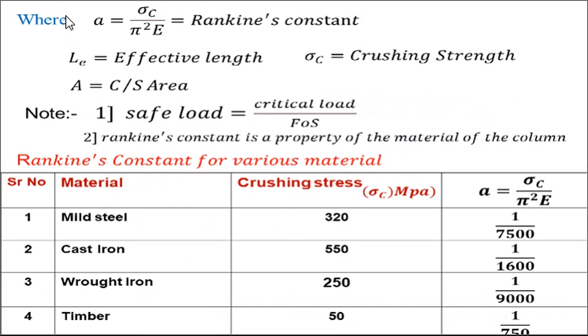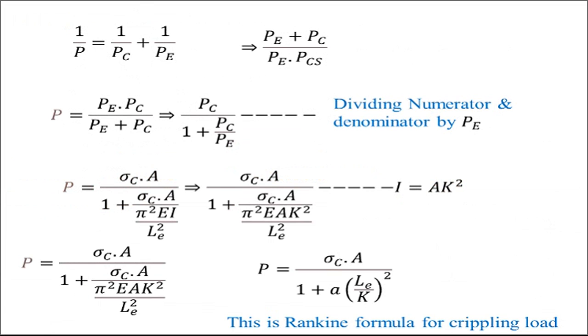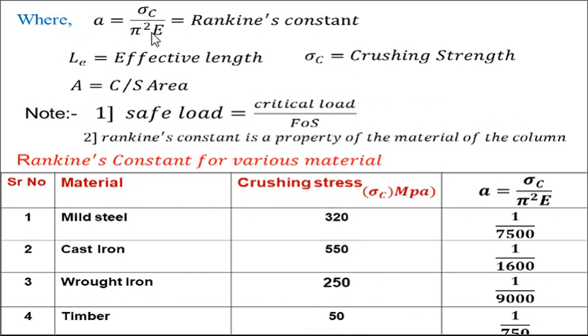Next one, the constant. In Rankine's formula, there is one constant given, that is small a, and you have to remember that the formula of this constant is sigma C divided by pi square E. So this is Rankine's constant. If in the problem they ask to determine Rankine's constant, you can use this relation. Sigma C is the ultimate crushing stress, and E is the modulus of elasticity, or Young's modulus. So this Rankine's constant you can determine by using this relation, right?